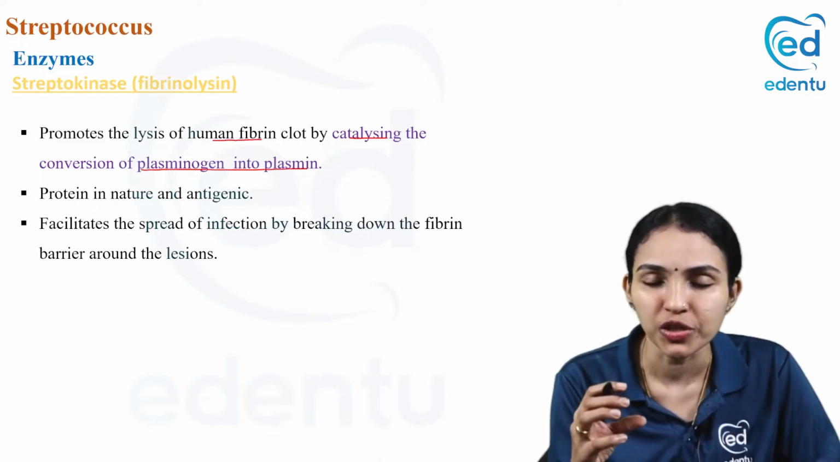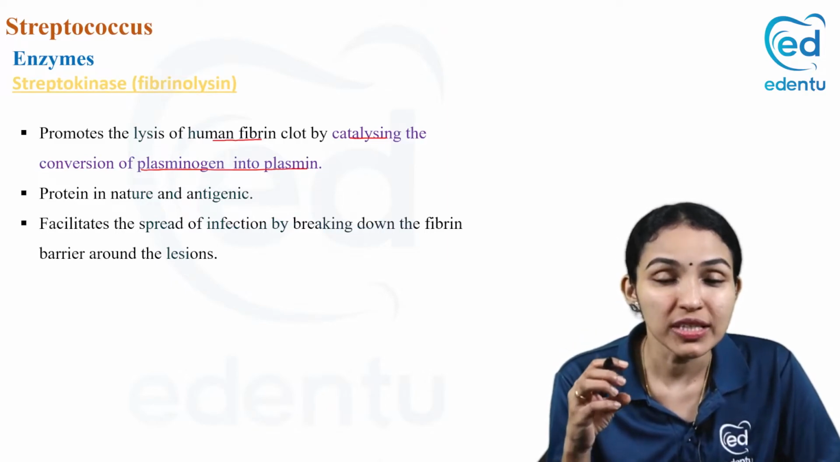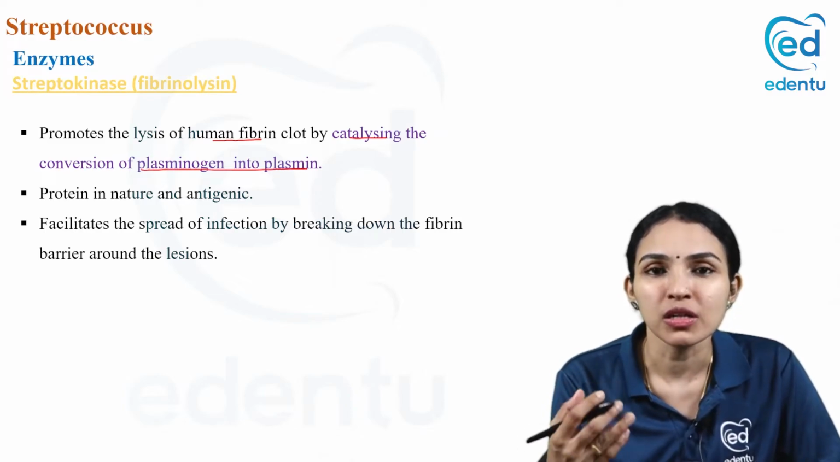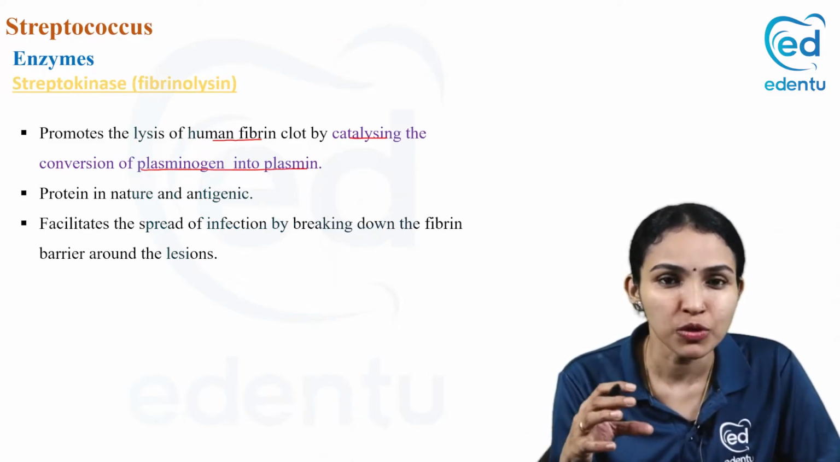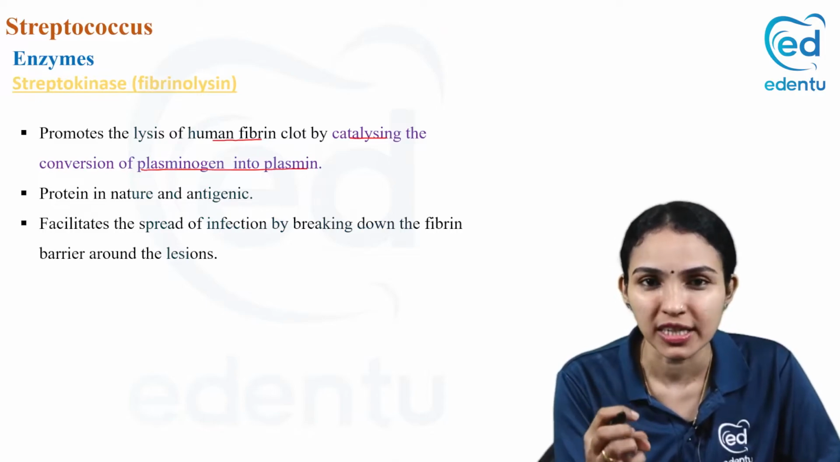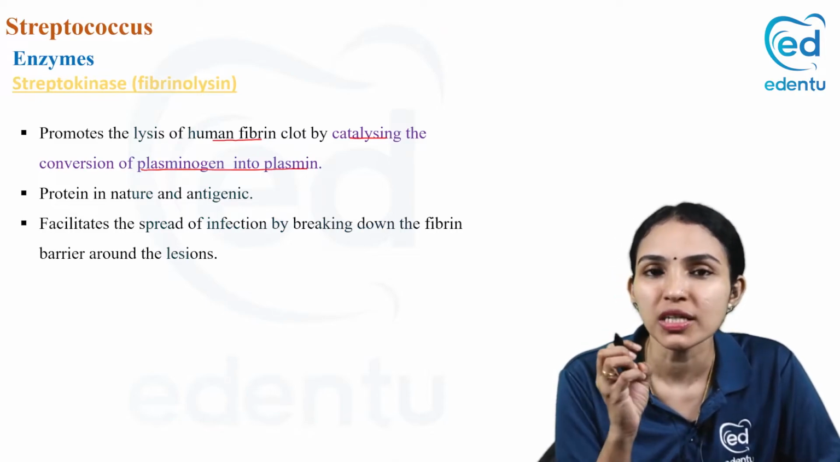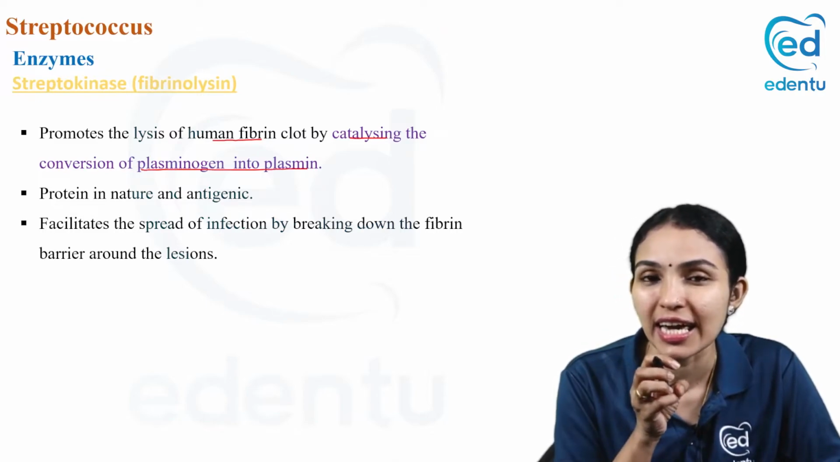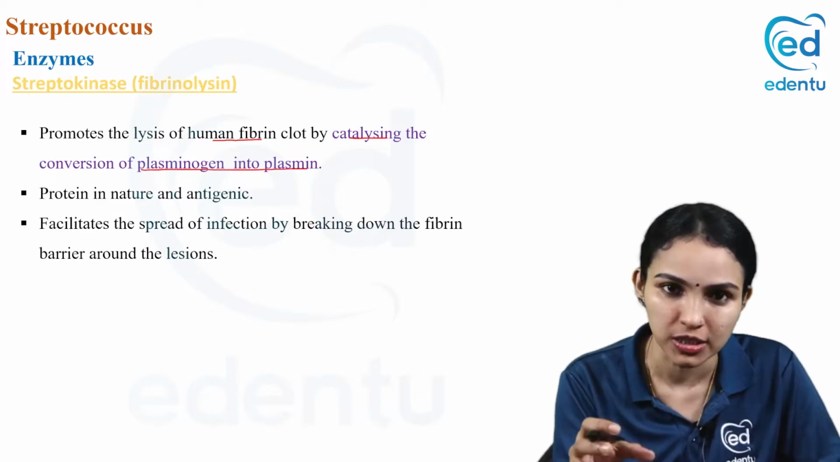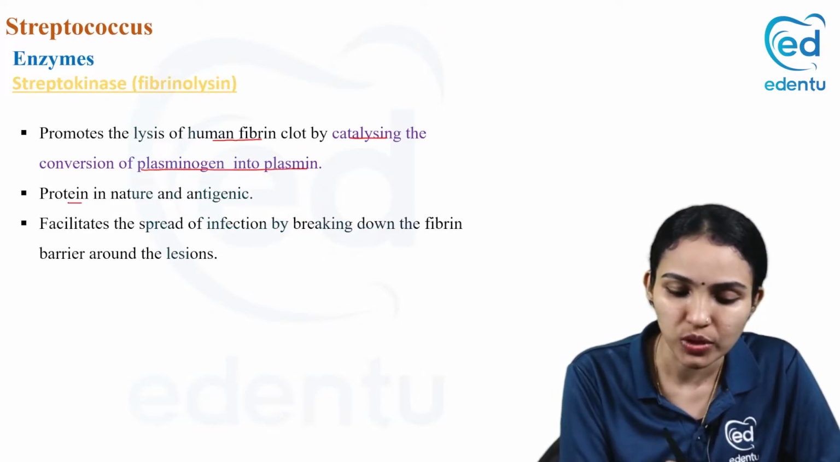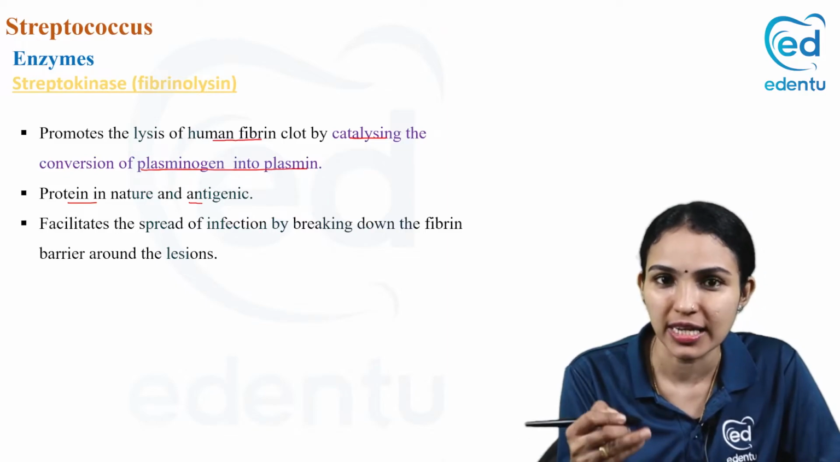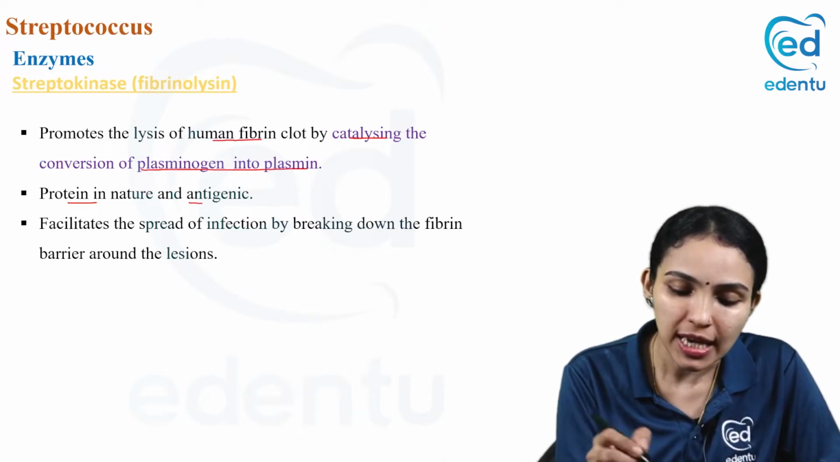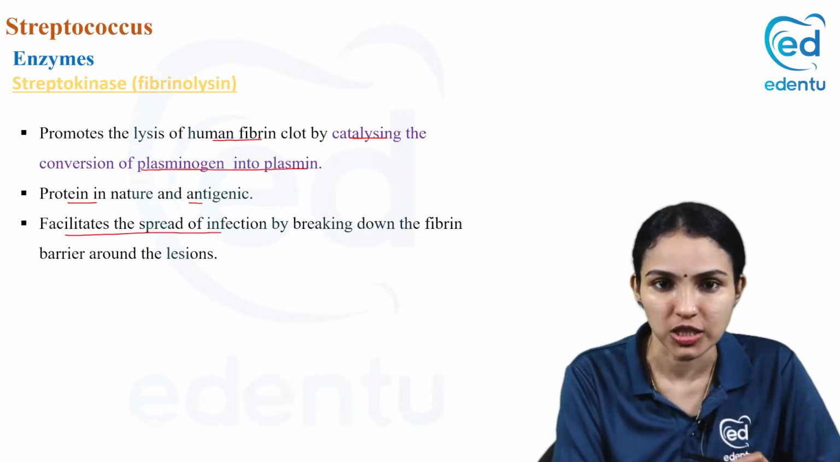So why is it important? When there is an infection, when there is an inflammation, there can be induction of the clotting factors and some clot will be formed, which will be trying to contain the infection. But this streptokinase will lyse this clot and it is helping the bacteria to spread further. So this one is protein in nature, it is antigenic, it will elicit the production of antibodies, and this facilitates the spread of infection.